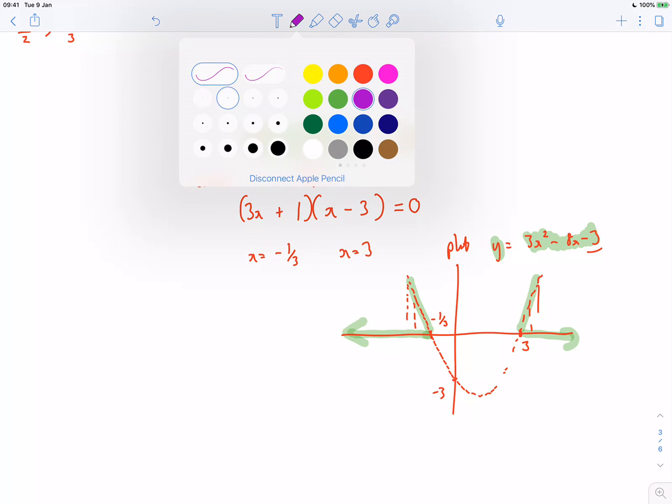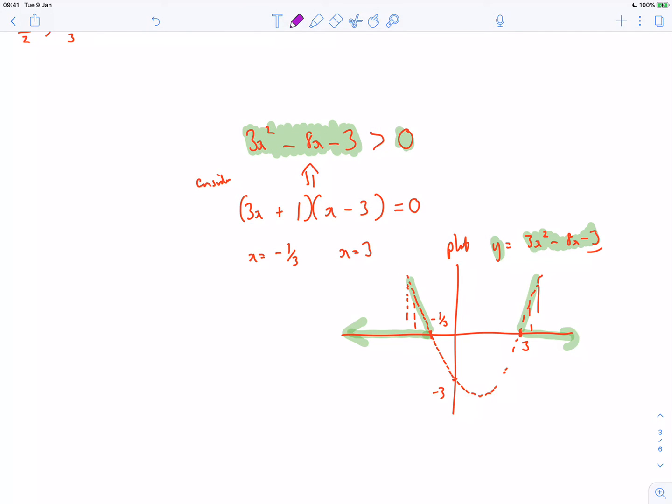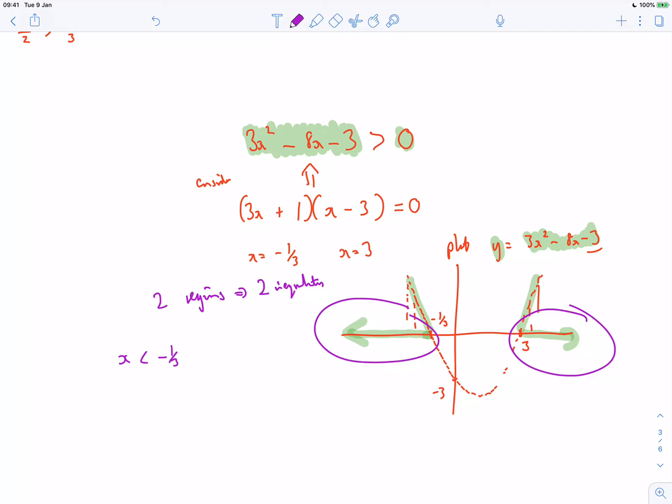Now here's the bit that people mess up. There are two regions here. Think about it. There's one on the left-hand side, there's one on the right-hand side. So we need to have two inequalities, i.e. x is less than minus a third and x is greater than 3.